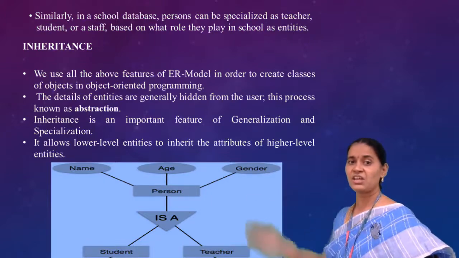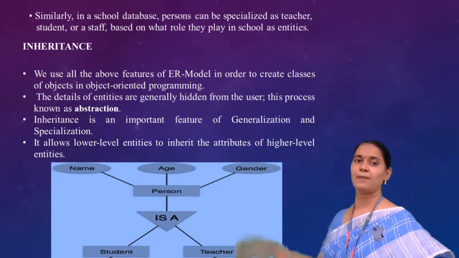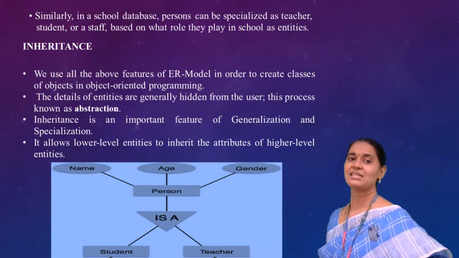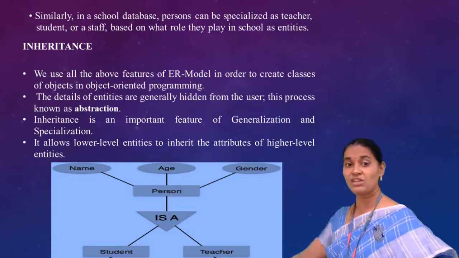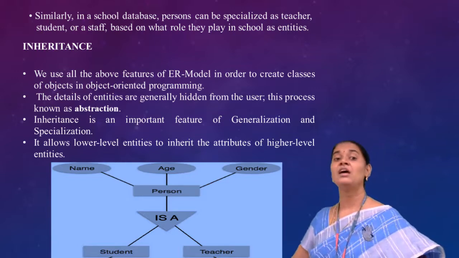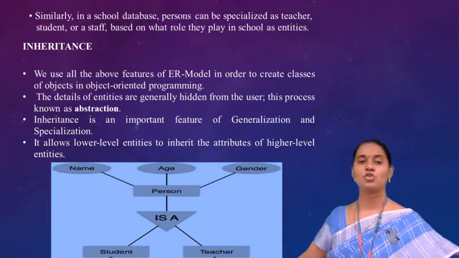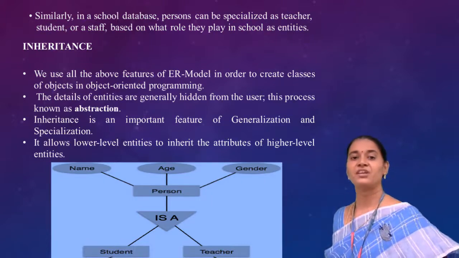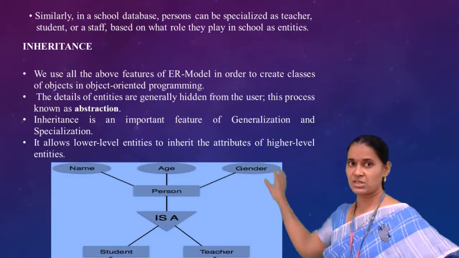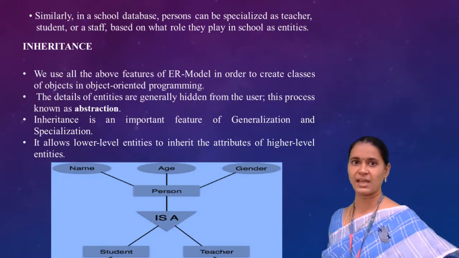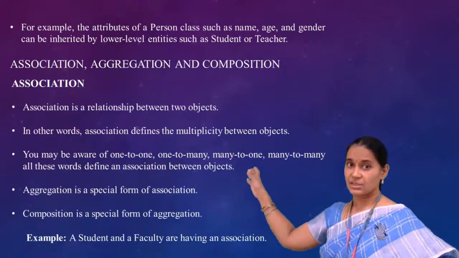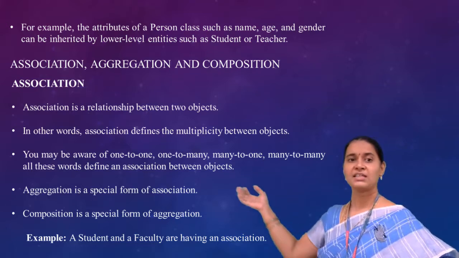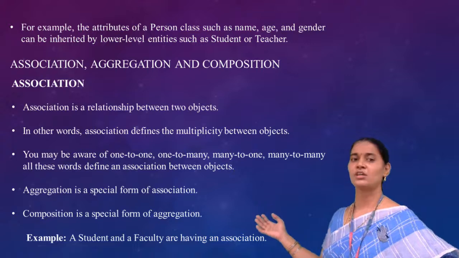So that way of getting the properties from a superclass into the subclass is called inheritance, wherein the roll number attribute is restricted only to the student, and the employee attribute is restricted only to the teacher. This is the representation of inheritance, followed by association, aggregation, and composition. So what is association, what is aggregation, and what is composition?